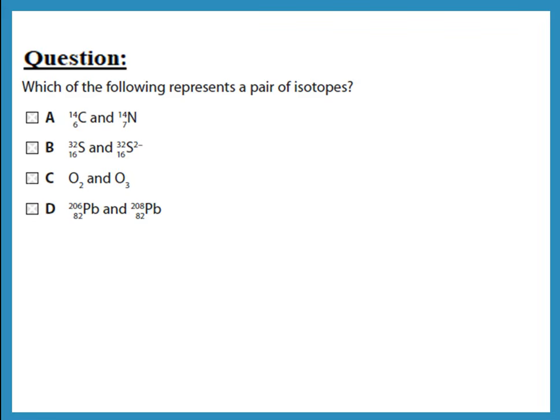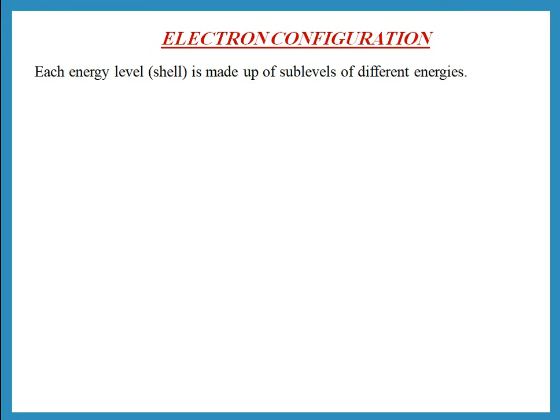They cannot be sulfur and sulfur 2 minus, because these are not atoms. These are not isotopes. This is one atom and one ion, if you have extra negative or positive. O2 and O3 are two different elements, oxygen and ozone. But if you look at D, then D is the same element, same number of protons, same atomic number, but different mass number. So these are isotopes of lead. Remember all of that? Okay.